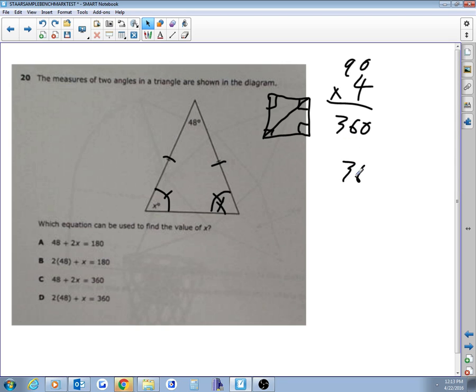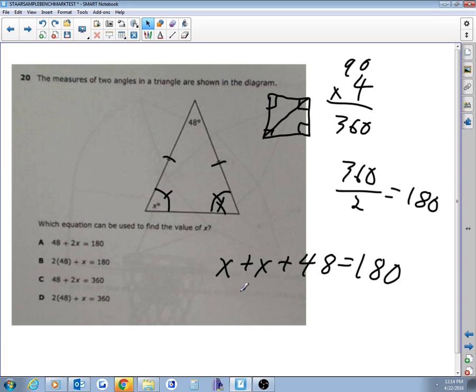360 divided by 2 equals 180. And that's true for any triangle. You cannot draw a triangle where the sum of the angles doesn't equal 180. Every single triangle equals 180 when you add up the angles. So what we have here is x plus x plus 48 equals 180.